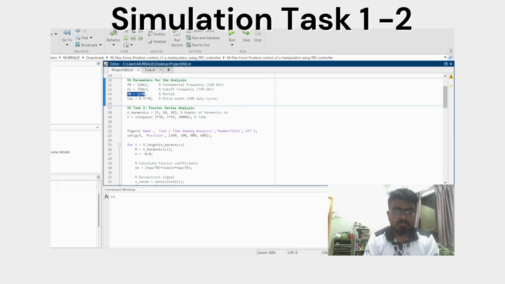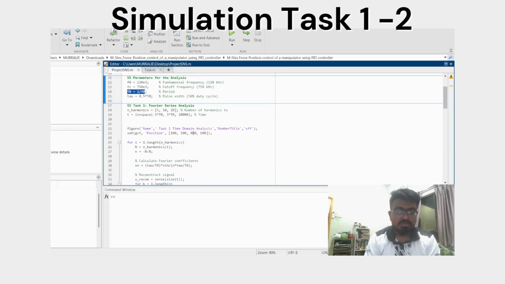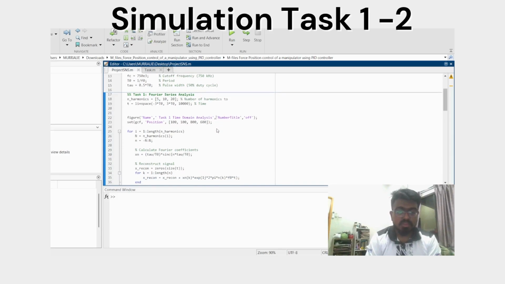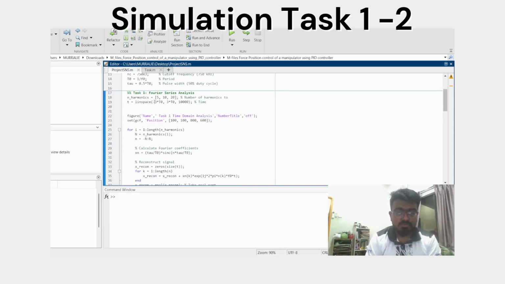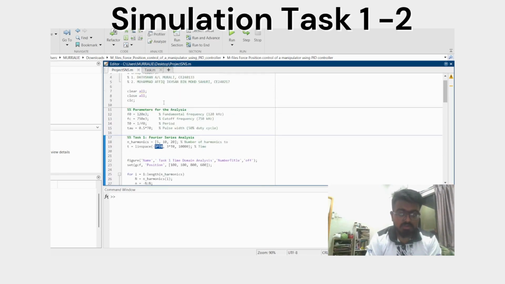Okay, for task one, Fourier series analysis, we need to determine the number of harmonics. So we get 5, 10, and 20 harmonics. And also we get the time, minus 3 T0 to 3 T0. We get it from 1 over frequency.